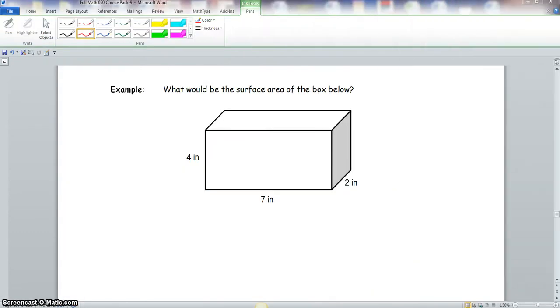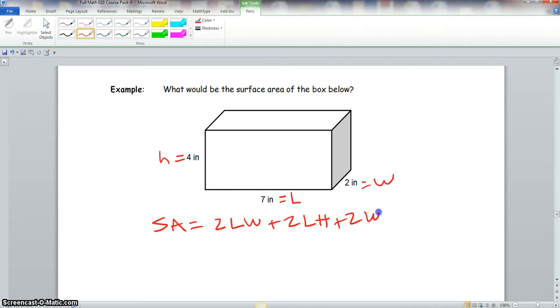Now, this is how we will go about doing that. First thing I will recommend is that you label what you want each of these values to be. For example, this 7 inches would be my length. This 4 inches would be my height. And this 2 inches would be my width. So we could do surface area of the rectangular prism or the box. So we will have 2 times the length times the width plus 2 times the length times the height plus 2 times the width times the height.